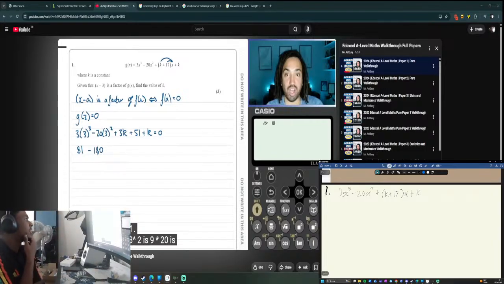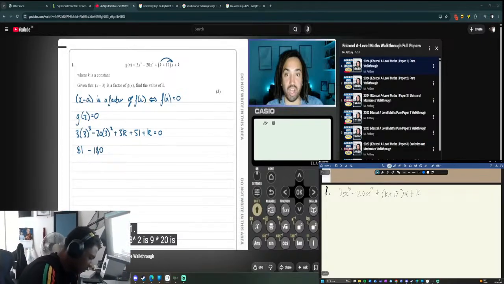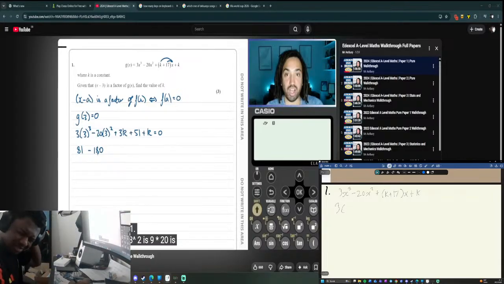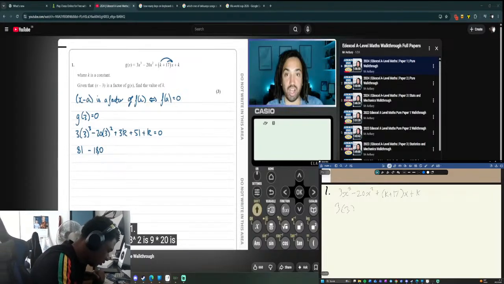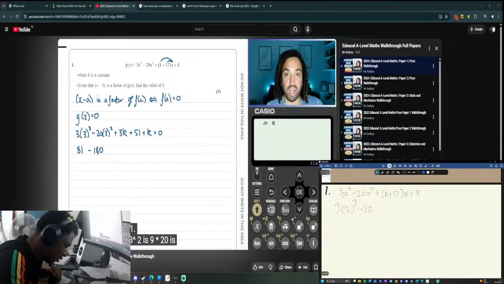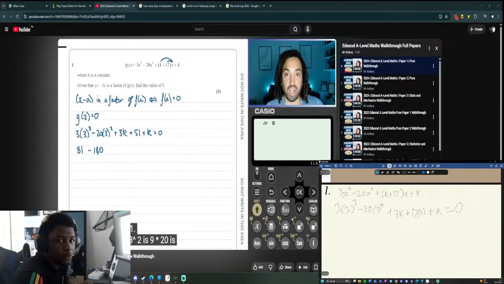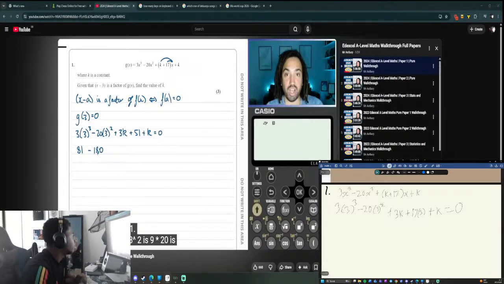Given that x minus 3 is a factor, find the value of k. So g of 3 is 3 times 3 cubed minus 20 times 3 squared plus 3k times 3 plus 17 times 3 plus k, equals 0. I think this was, yeah, cool.